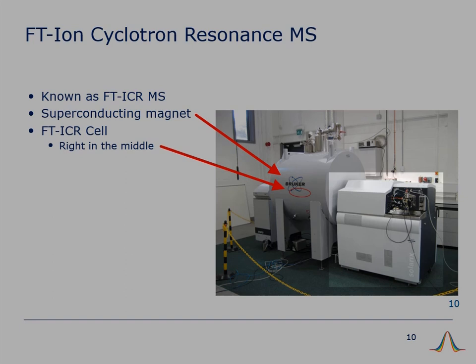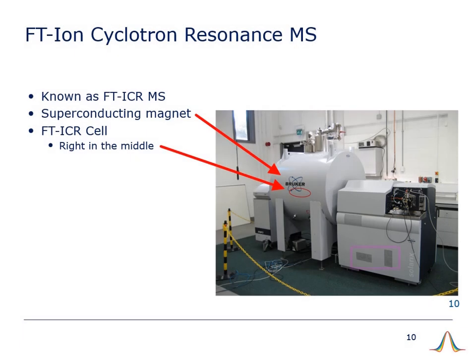It actually provides a lot of the capabilities of the ICR, but for the purposes of this introduction, its main job is to transfer the ions from atmospheric pressure into the cell.